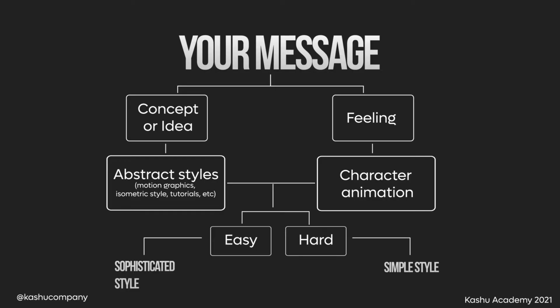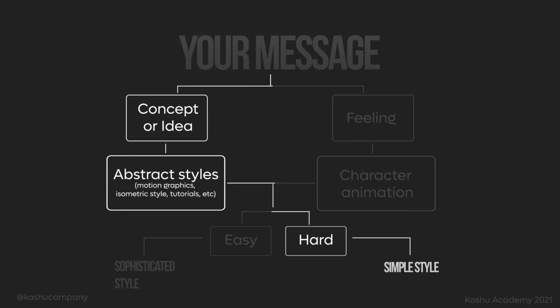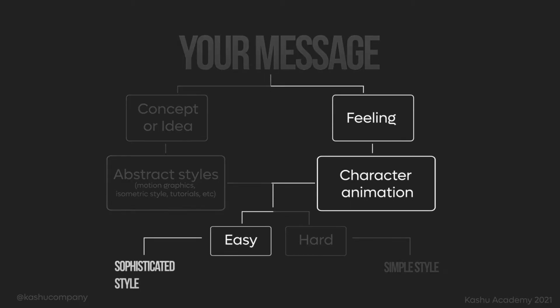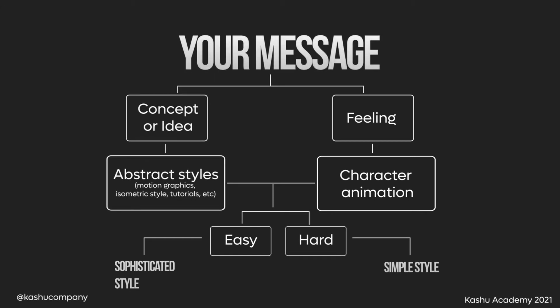Before we move forward to the next section, let's quickly summarize. If your animation falls into this category, you can use more abstract styles like isometric styles, flat, and easy to understand styles, tutorial animations, motion graphics, or typography animation. And we wouldn't recommend to use characters. And if your animation falls into this category, you can use more sophisticated style with more details. If you want your 2D animation to be funny, you can use a cartoon style, for example. But we would recommend to use characters to tell a story.